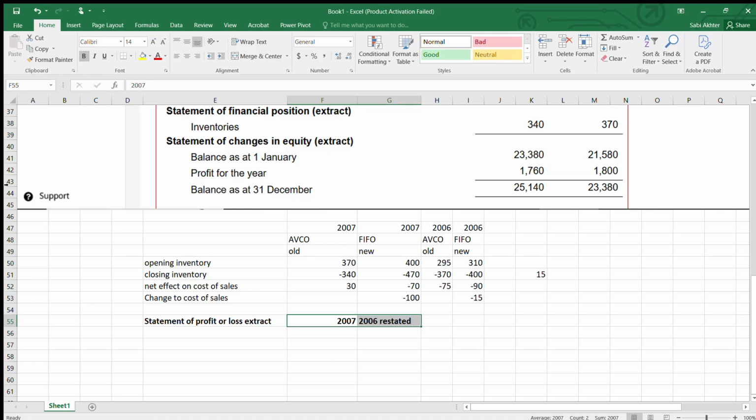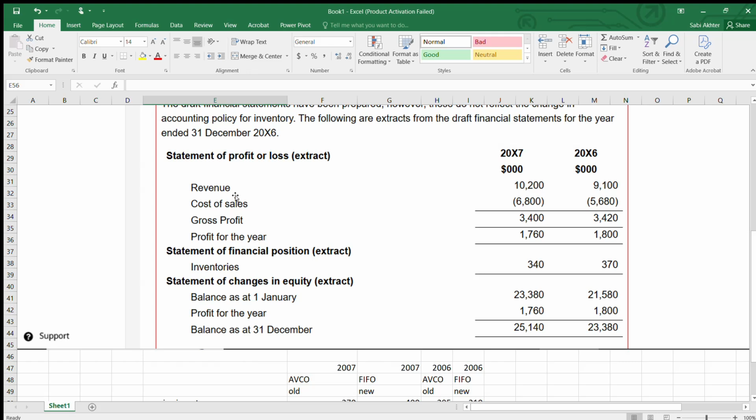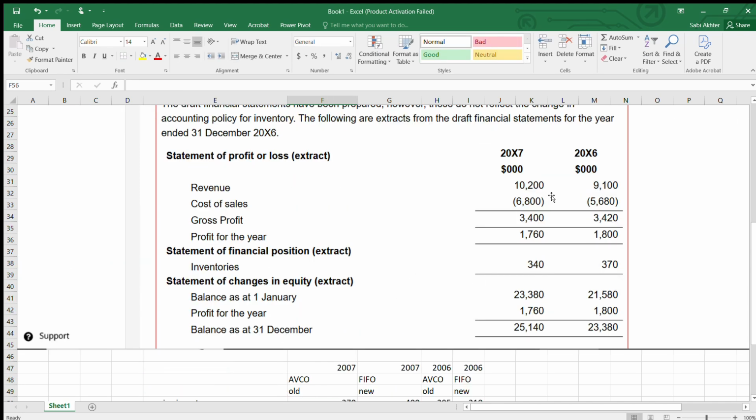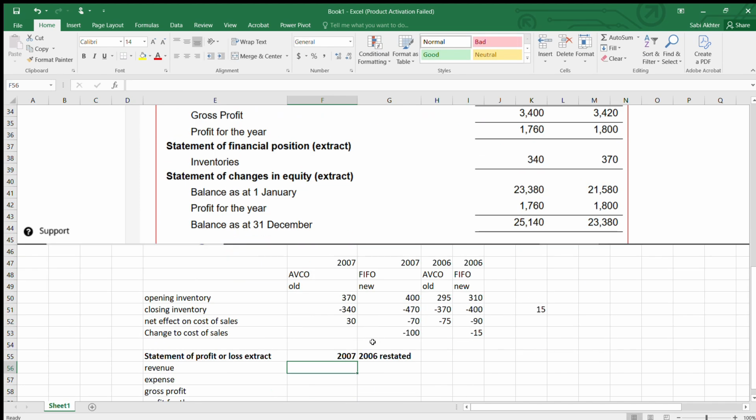Now, so we start with the revenue. Look at your statement of profit and loss. Revenue, cost of sales, gross profit and profit for the year. 4 figures. So revenue, your expense or cost of sales, and your gross profit and profit for the year. So here revenue as it is you can take 10,200 and 9,100.